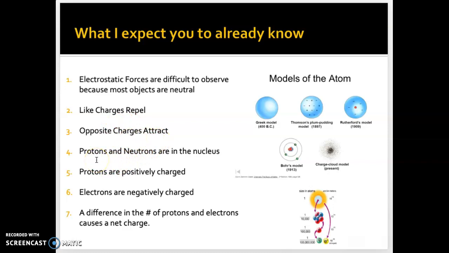And you should also know that protons and neutrons are located in the nucleus of the atom. So this is kind of the current model of the atom, that the protons and neutrons are all in the center. Protons are positively charged, neutrons are neutral, and the electrons are kind of in this cloud around the nucleus, and they're negative. And if you have more of one or the other, or less of one or the other, like if you lose some electrons or gain some electrons, then you have a net charge.